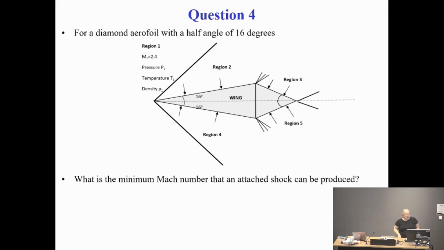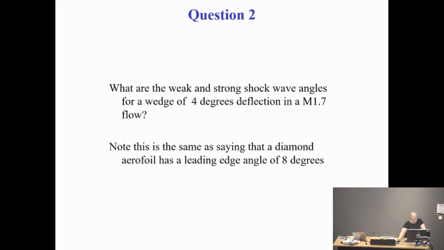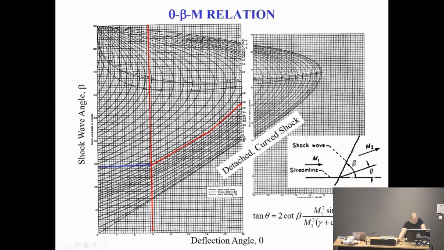So, we've got a diamond aerofoil, 16 degrees. What's the minimum Mach number at which an attached shock can be produced? 16 degrees, so in other words, it'll probably cut into 2.4. What we're looking at is 16 degrees here, and what we want to know is, if we go back a little bit, 16 degrees, we can cut into all of these lines.